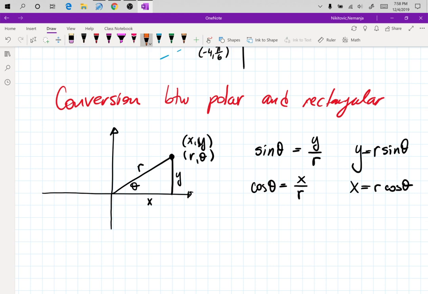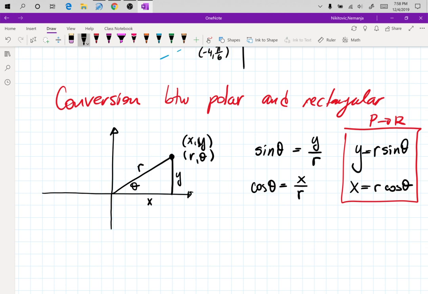And these over here are already a pair of equations which convert polar into rectangular, because each equation has both polars given, and you calculate one rectangular at a time.